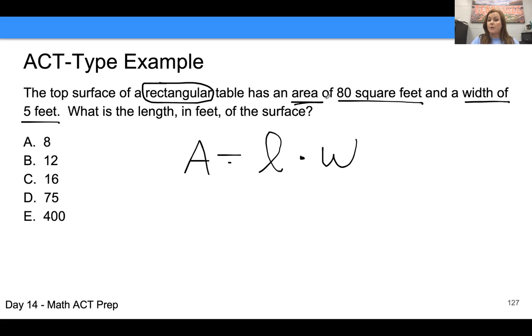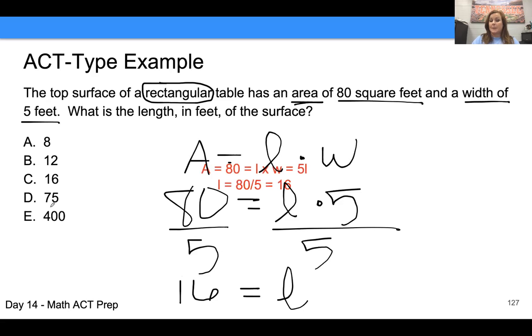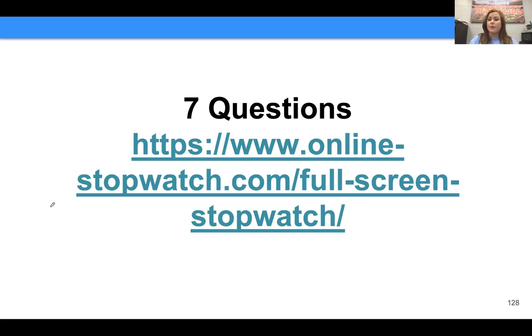So now fill in what you know. We know the area is 80. We don't know what the length is, but we know that the width is 5. So to solve for length, we divide both sides by 5. And you know that the length is equal to, what goes in there, 16? So the answer is, and I wrote over what they did, the length is 16. So answer C.